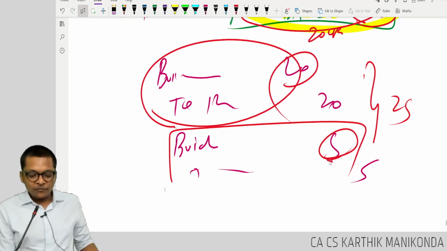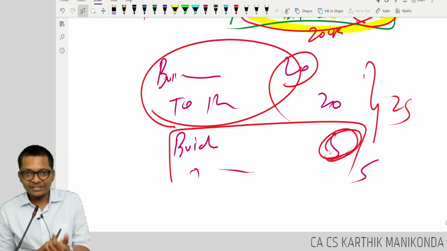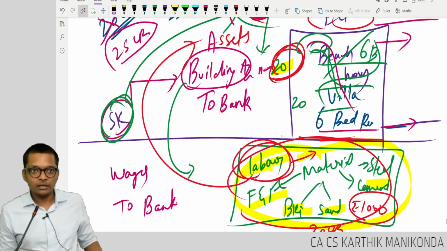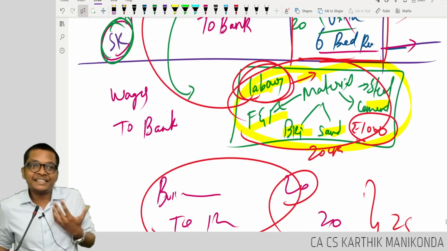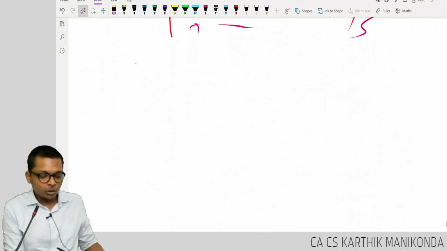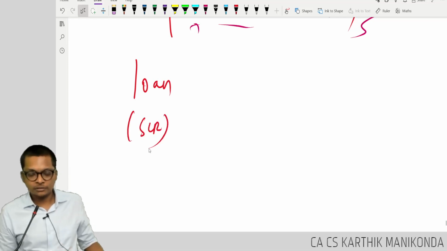Now this extra 5 crores, he didn't have the money. He didn't have the money because he planned only 20. At any cost, he wanted this new feature. That too, from all the rooms, he will be able to see the beach. So extra 5 crores he didn't have. So what he did, he went to the bank and took a loan of 5 crores.